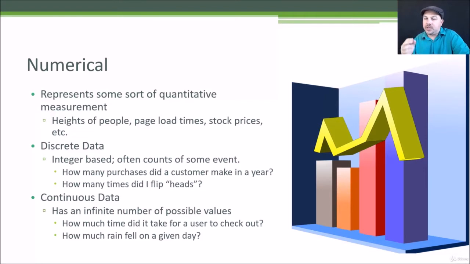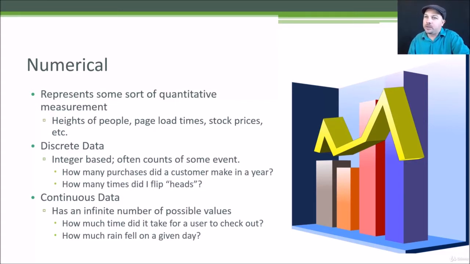There's discrete data, which is integer-based, and for example, that can be counts of some sort of event. Some examples here: how many purchases did a customer make in a year? Well, that can only be discrete values. They bought one thing, or they bought two things, or they bought three things. They couldn't have bought 2.25 things or 3 3/4 things. It's a discrete value that has an integer restriction to it.